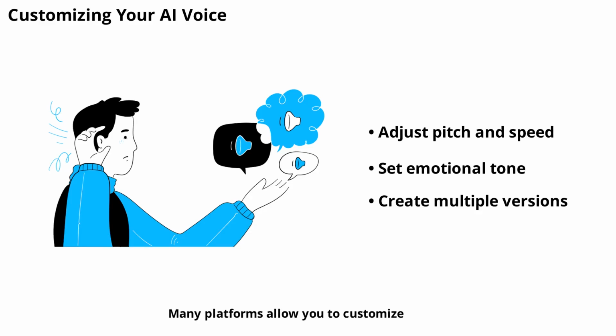Many platforms allow you to customize your AI voice by adjusting pitch, speed, and emotion. You can create different versions for various purposes, such as a formal voice for business or a playful tone for personal messages. Customization gives you more control over how your AI voice sounds and how it's used in different contexts.